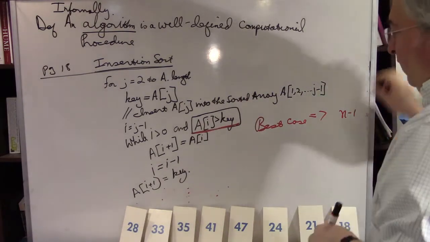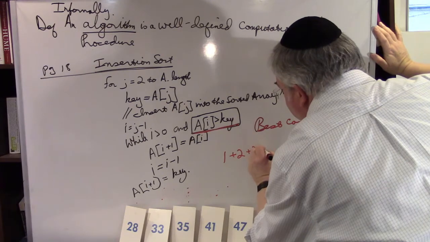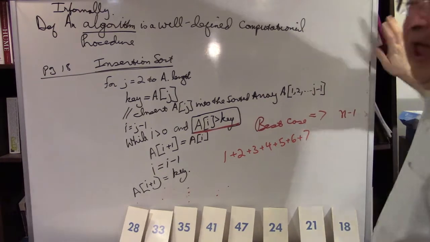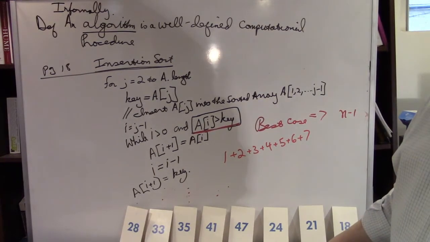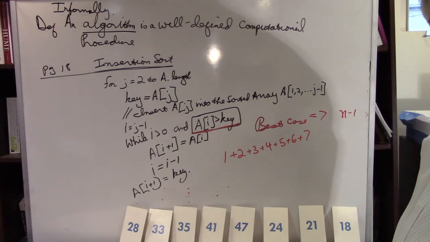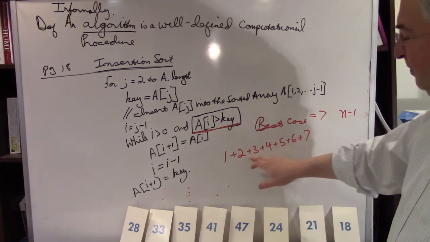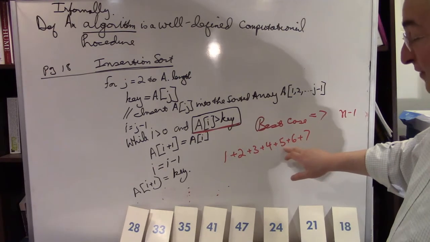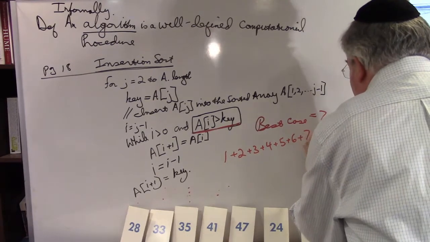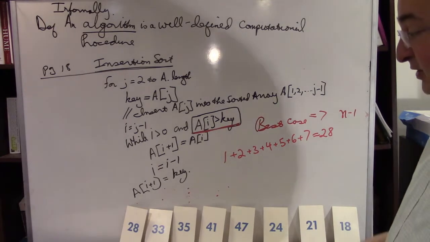Okay, so here I have to do 1 comparison plus 2 plus 3 plus 4 plus 5 plus 6 plus 7 comparisons. How many comparisons is that? Let's see. 16? Definitely more. No, more than 16. 1 plus 2 is 3, plus 3 is 6, plus 4 is 10, plus 5 is 15, plus 6 is 21, plus 7 is 28. So I have to put 8 cards in, and I have to do 28 comparisons.